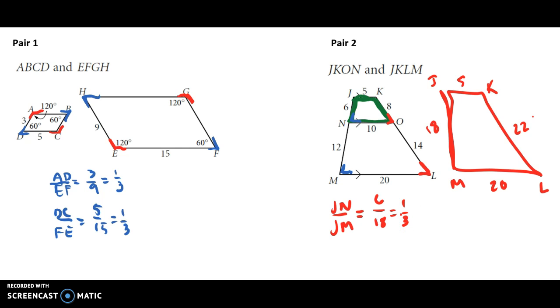All right. And then when we look at JK, JK is corresponding to itself. And when we look at that, kind of interesting, JK over JK is 5 over 5, or 1 to 1. So I can stop right there. I do not have to look at the ratios of the other sides because I do not have similar figures based on just those two corresponding ratios that I've looked at.